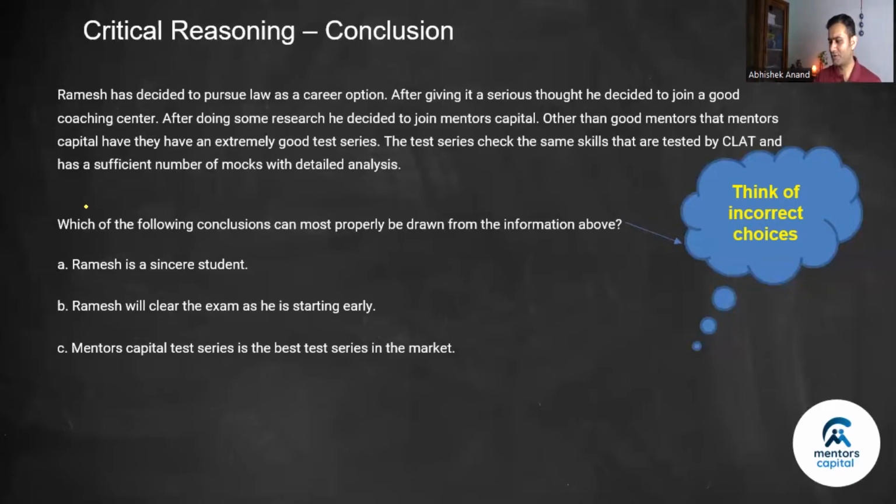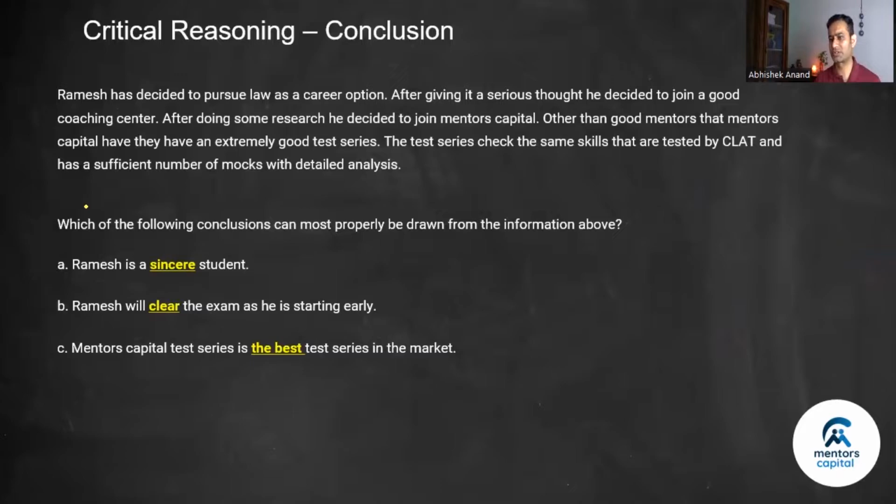No. So if you realize, in conclusion questions, each choice will have a claim. The claim here was sincere. The claim here was clear. The claim here was best test series. Our purpose is to figure out whether that claim can be backed by the information given above in the paragraph or not. So sincere, is there any base for that above? No, I can't say. Right? He decided to pursue. He did his research, but from this, can I say he's a sincere student? I don't know. So can't conclude. Look at B.